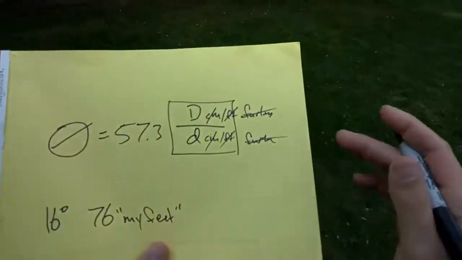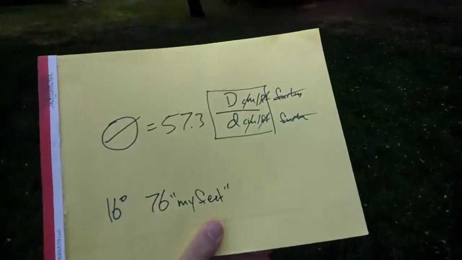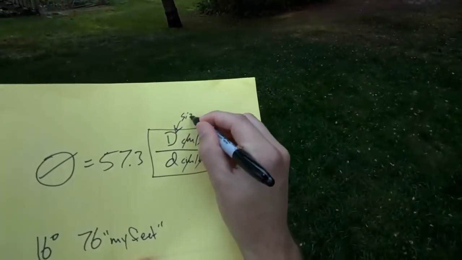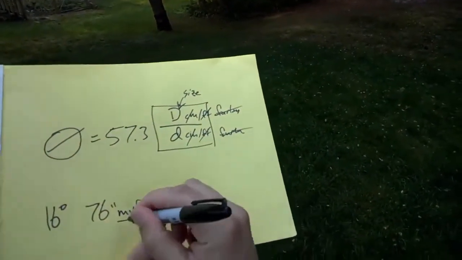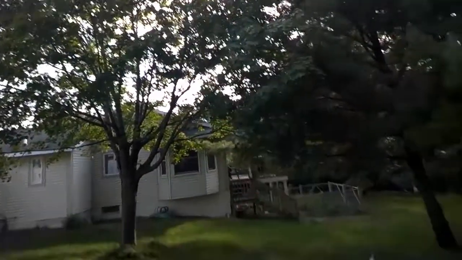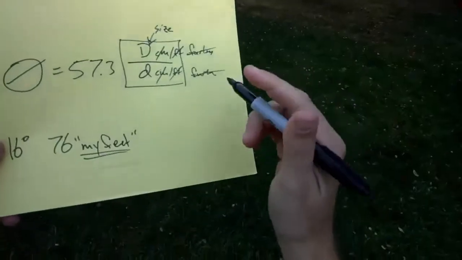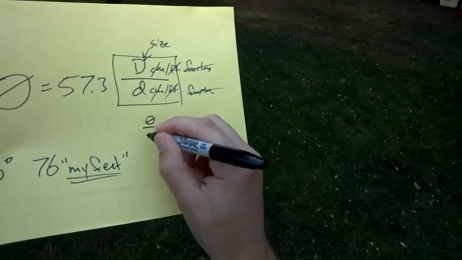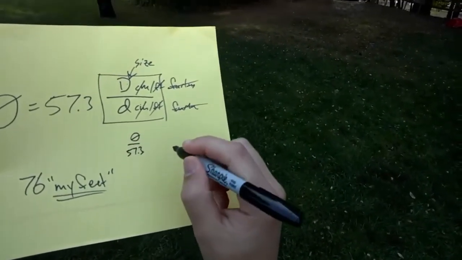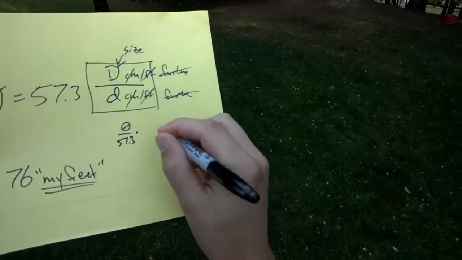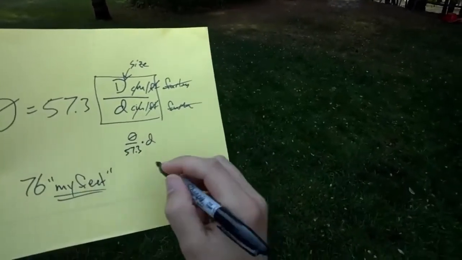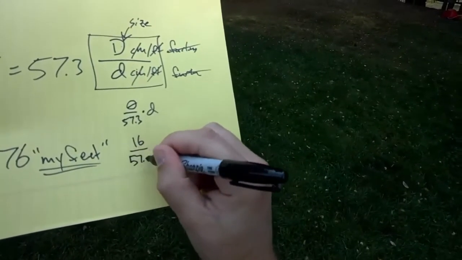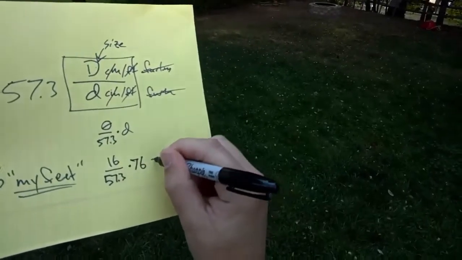But that doesn't matter, because now I can use our small angle equation with just my natural rulers to figure out how tall that tree is in my feet, as if I had just walked right up the top of it and figured it out. So let's do that real quick. I'm going to rearrange the equation to solve for d. That's going to be theta divided by 57.3 times the distance. I have all this stuff, right? So this is 16 degrees divided by 57.3 times 76 of my feet.